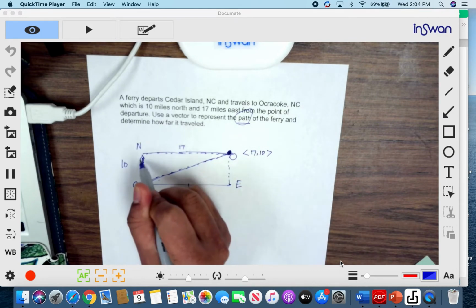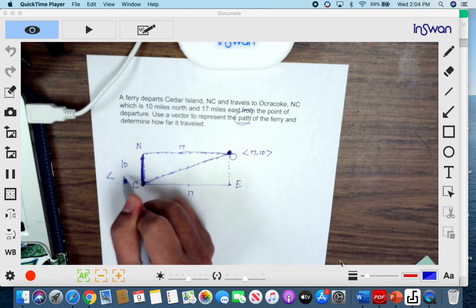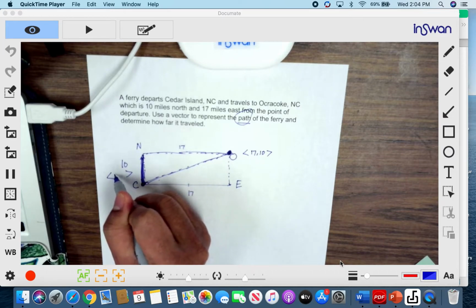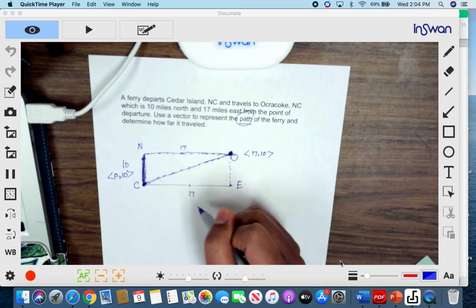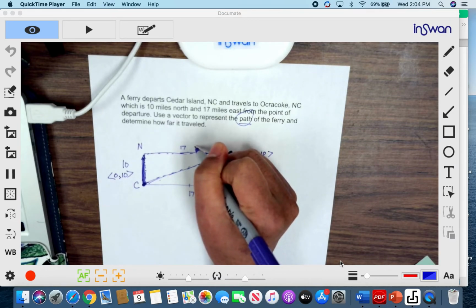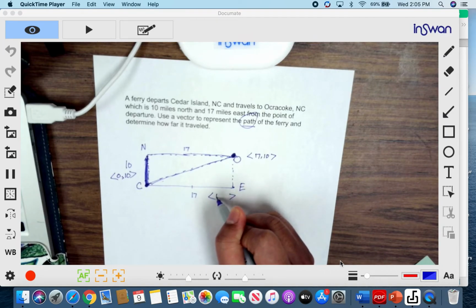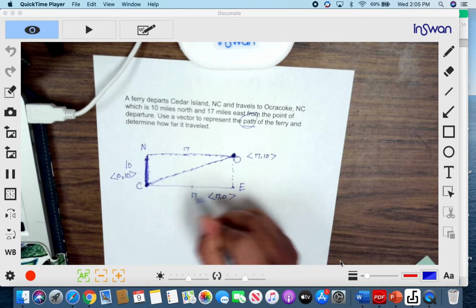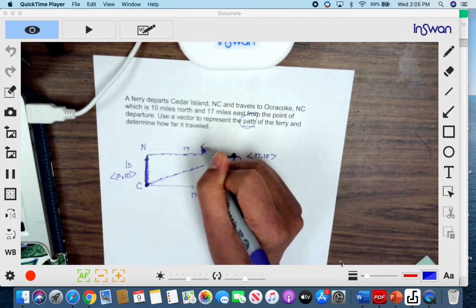So therefore, we need to find this vector here, and the vector here is, we don't move to the left and right, so your x is 0 and your y is 10. The vector here, which is also the same as the vector here, supposedly it is 17 and 0 because it did not move north or south. It only moves to the east. So therefore, your y value is 0, which is also the same here.